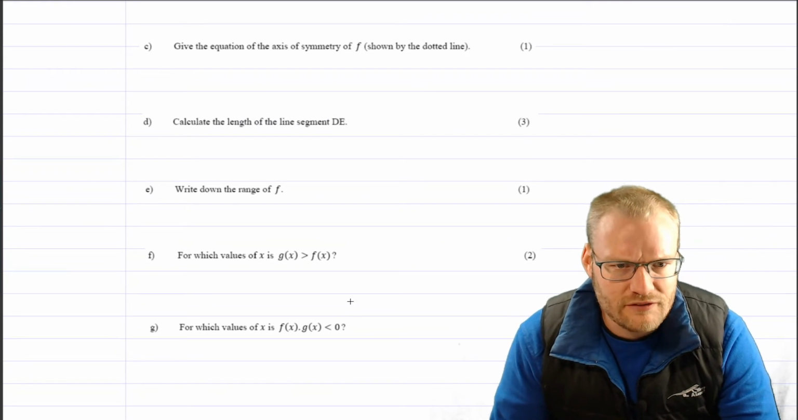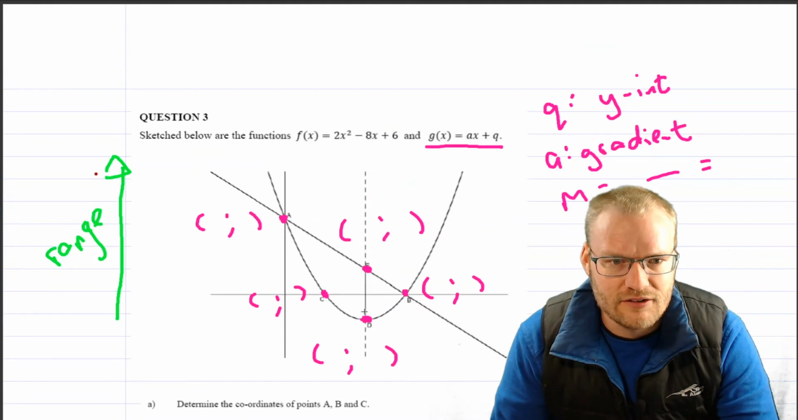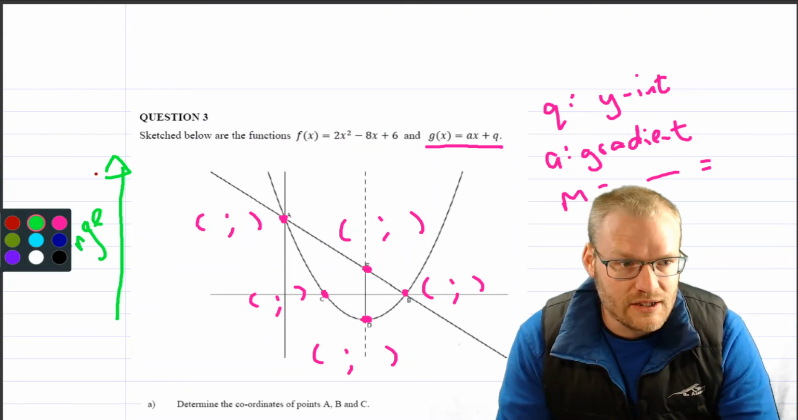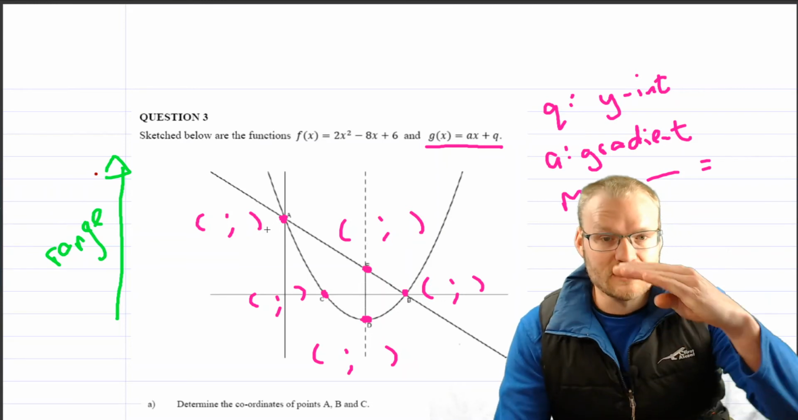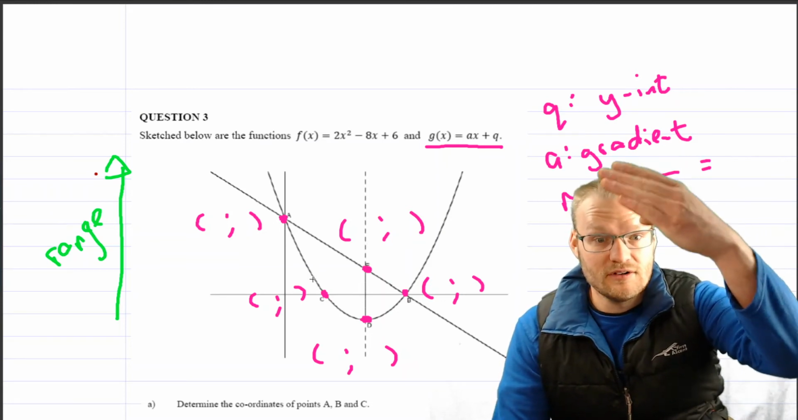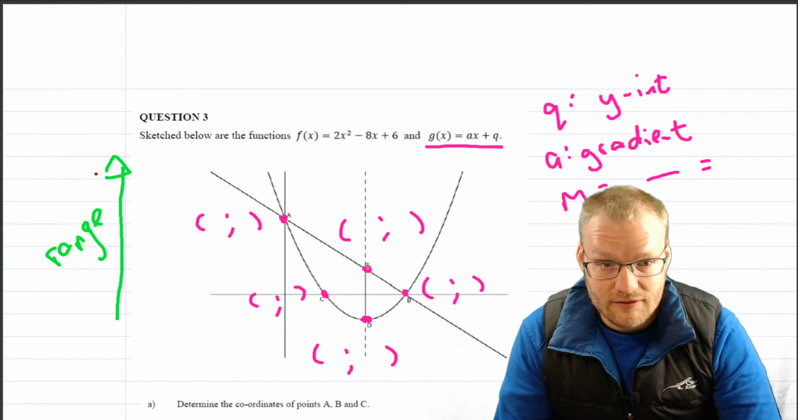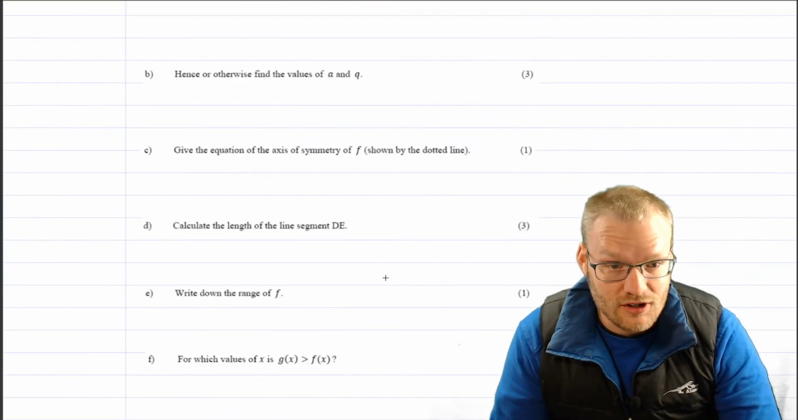For which values of x is g(x) greater than f(x)? So g(x) is our straight line. So we're saying, when is the straight line above the parabola? And it's only above it in a certain section of this graph.